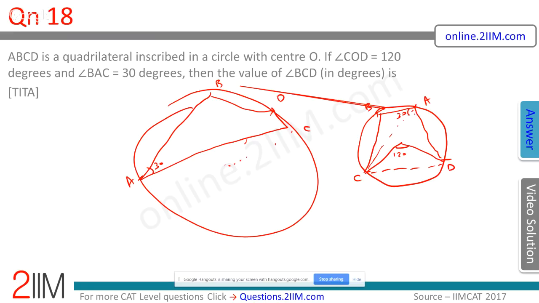This is 120, so this angle is 60. If this angle is 60, the whole angle is 90. If that is 90, the opposite angle should also be 90. Opposite angles of a cyclic quadrilateral are supplementary. Done, 90. Good diagram, we are through.